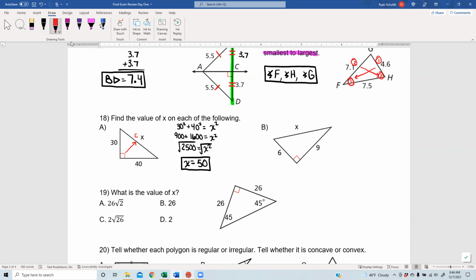Then we have B. Again, your C is always across from the right angle. So 6 squared plus 9 squared has to equal x squared. 6 squared is 36. 9 squared is 81. 36 plus 81 gives you 117.